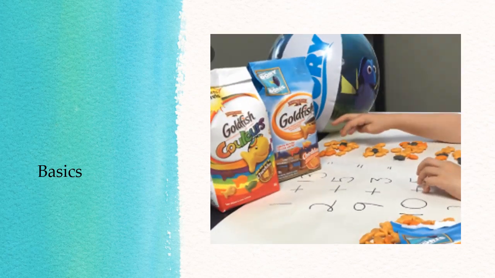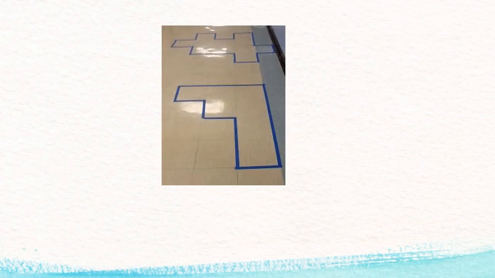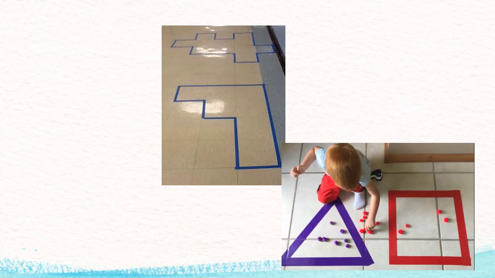Now we're going to hit the basics. Here you have a student that's broken out those goldfish in order to help them with their addition facts. This student has taken the painter's tape and put it on the tile on the floor in order to help them with area and perimeter. That same painter's tape can be used to create different shapes, or this student is sorting by color.